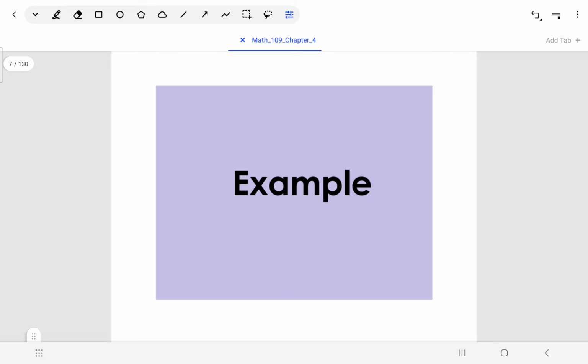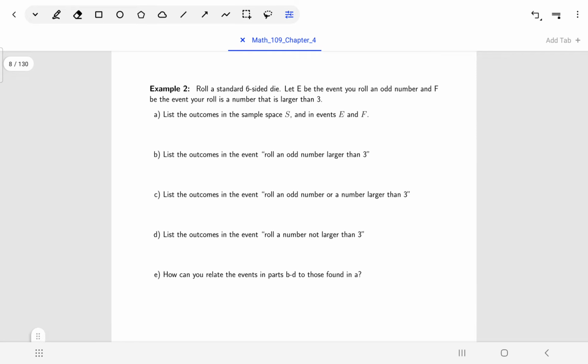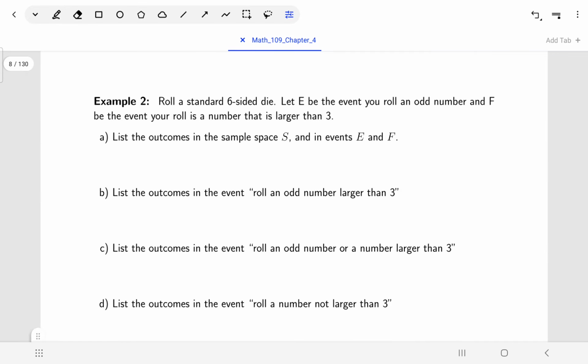Okay, let's do another example. So here, not a very exciting example again for an experiment. We're just rolling a standard six-sided die. So for this experiment, we're going to see whatever number we roll. And what did we roll? Well, in our sample space, you have six possible things that you could observe. You could see a 1 or a 2 or a 3 or a 4 or a 5 or a 6. Those are the outcomes in the experiment.